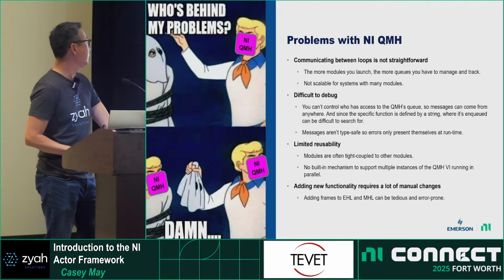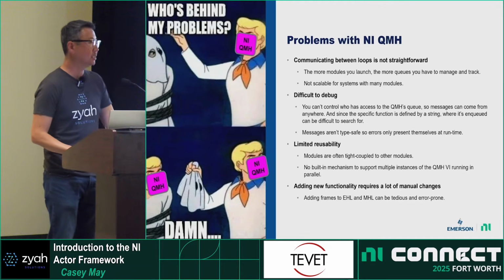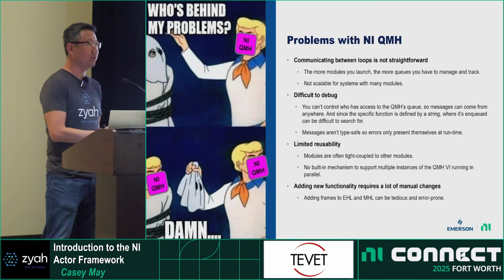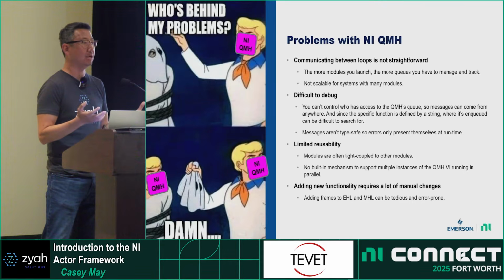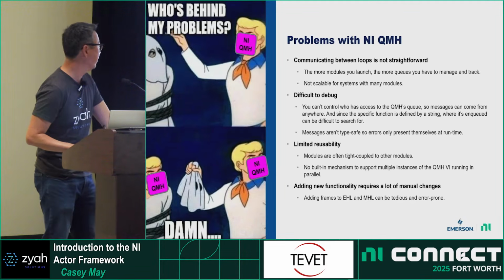There's also no mechanism in the standard NI QMH to support multiple instances of a QMH running. So I mentioned maybe you have two copies of one instrument. And it's the same instrument, so you want to reuse the same code, but it's not obvious or easy to have two copies or two instances of that running at the same time.